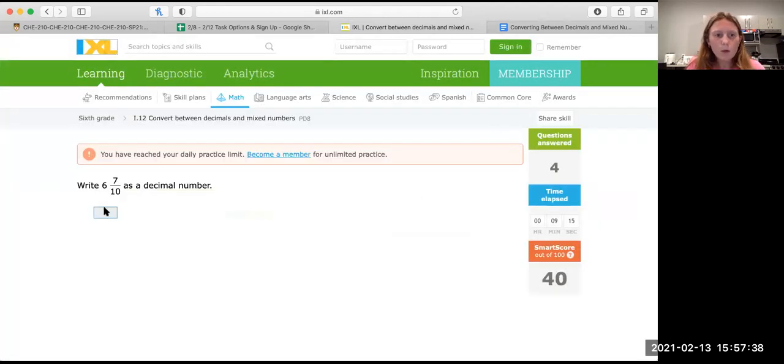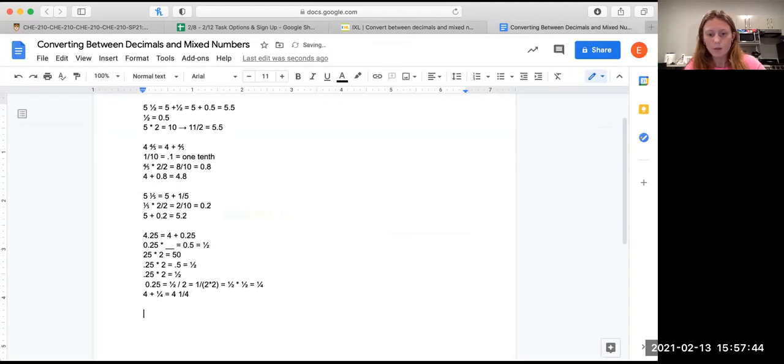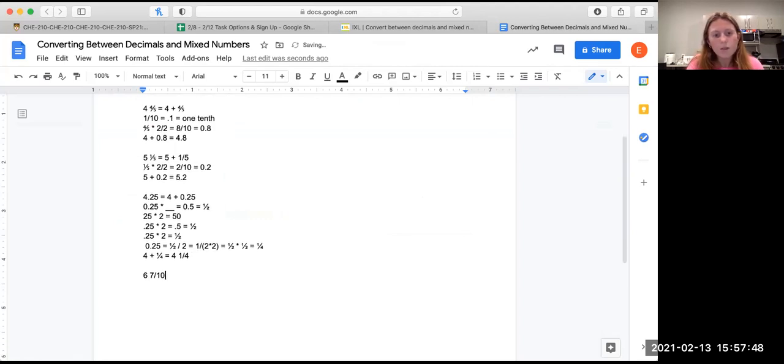So we're just going to do one more question, and it's going to be 6 7/10. We're going to convert that to a decimal. This is similar to the earlier examples. This one's actually going to be pretty easy because it's in tenths. So that's great. We love tenths.